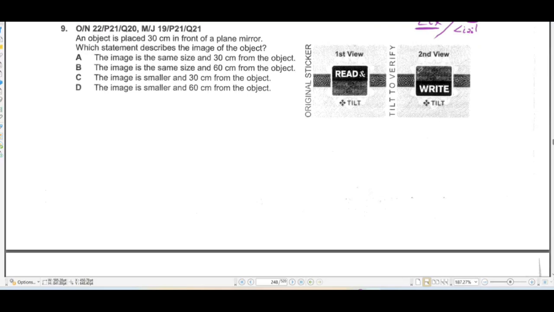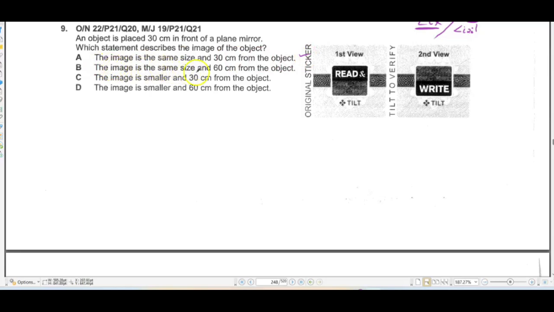Okay. Question number 9. An object is placed 30 centimeters in front of a plane mirror. Which statement describes the image of the object? The image is the same size and 30 centimeters from the object. Okay. This seems to be correct, but let's go on.